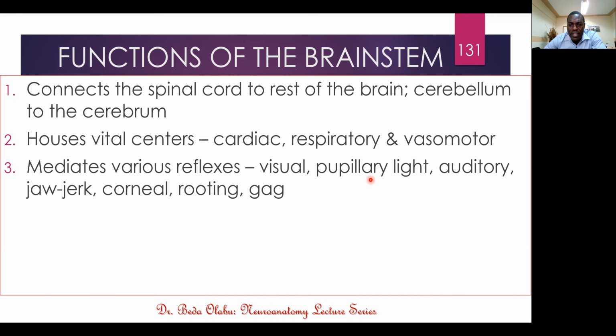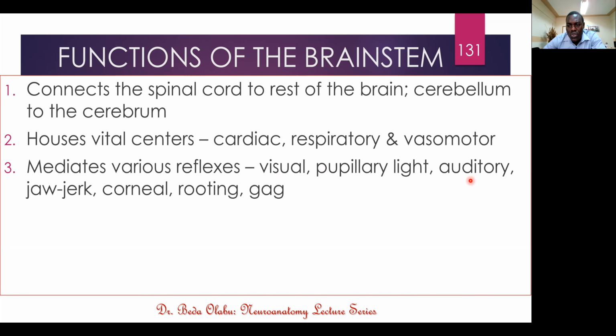Pupillary light reflex is also controlled at the level of the midbrain. Pupillary light reflex is where your pupils constrict when light is shone into your eyes. That is pupillary light reflex.